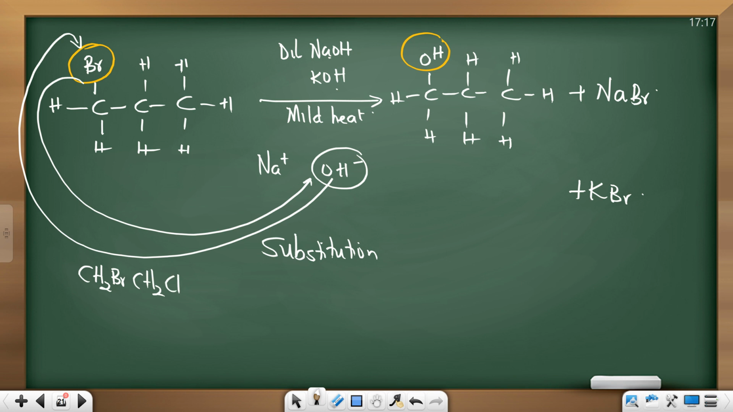What's the next one? CH2, plus NaOH. You must write the whole thing. And this is your inorganic reactant. They normally ask sometimes. It's not an organic compound. That's the inorganic reactant. Sometimes they do ask, write down the formula.